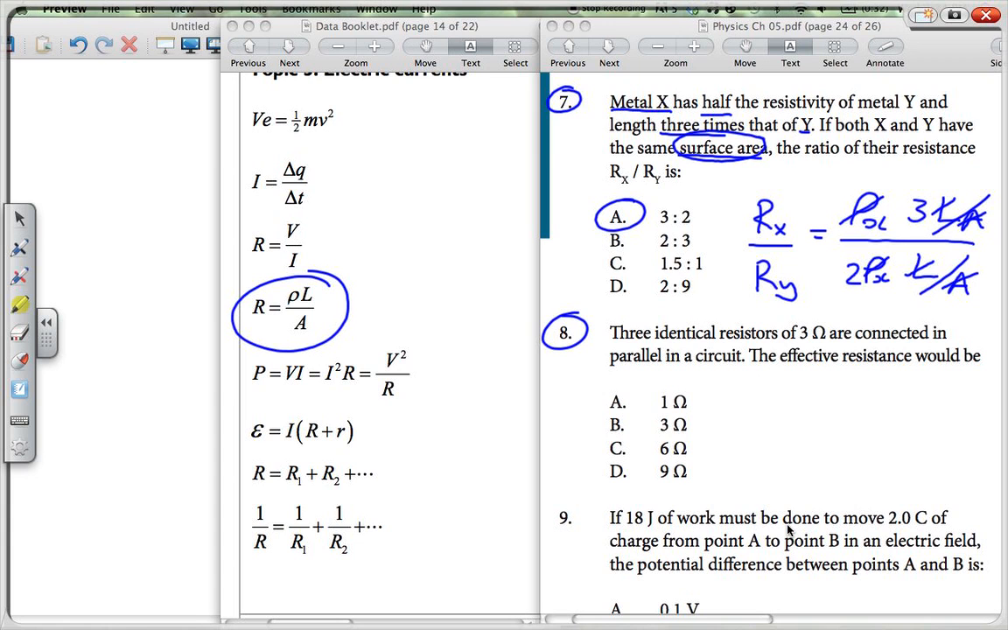Question 8. 3 identical resistors of 3 ohms are connected in parallel in a circuit. The effective resistance would be. So we've had this question basically before. Because they're connected in parallel and it's 3 ohms, we're going to use the formula 1 over RT is equal to 1 over 3 plus 1 over 3 plus 1 over 3. And a third plus a third plus a third is 1. So RT, when we invert 1, is obviously still 1. So it would be 1 ohm. So it would be A.